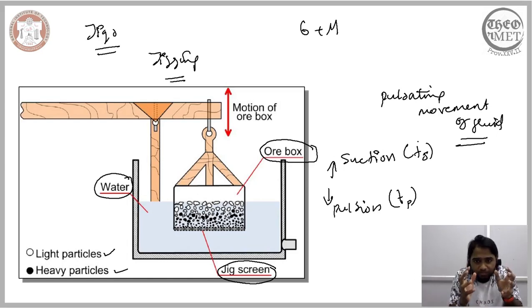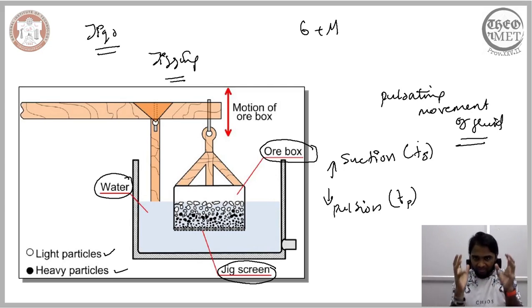And this upward and downward movement of the ore box, the upward movement is referred to as the suction, and the downward movement is referred to as the pulsion. So this is the operation of a given jig. And the process involved is similar to the one that is generalized in the gravity separation process.